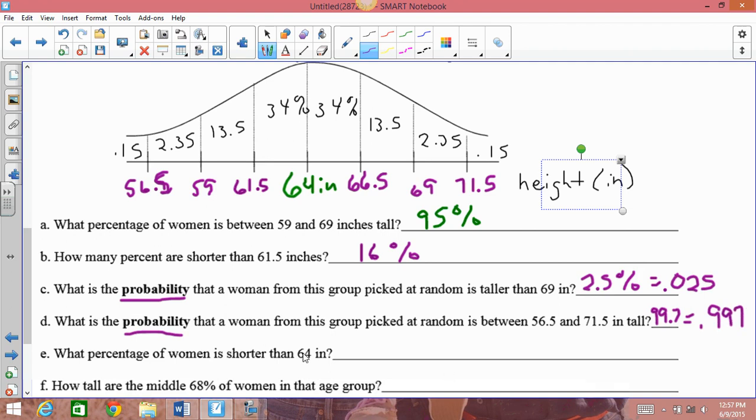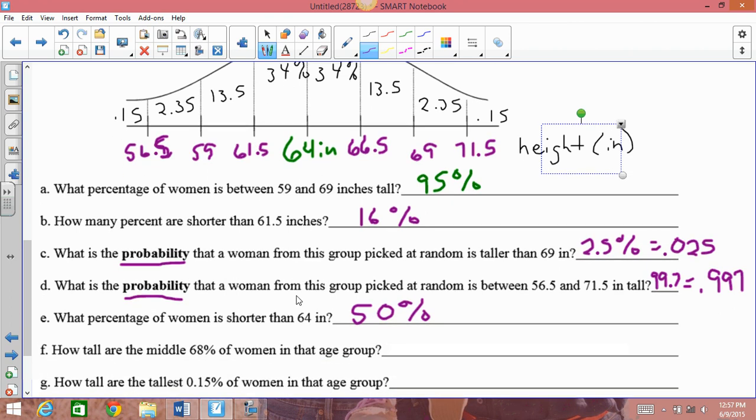Part E, what percent is shorter than 64 inches? So there's your 64. 64 inches, that's your halfway point. And so it should make sense to you that 50% is below that. But you could just go through and add these numbers together, and you're still going to find that that's 50%.